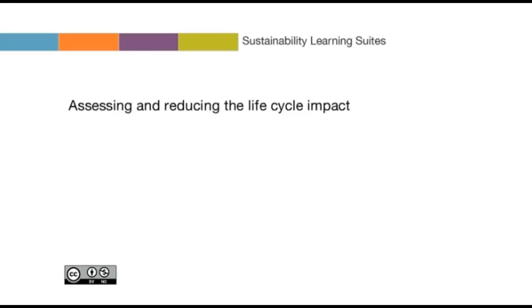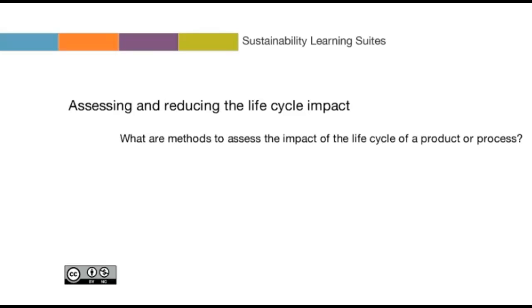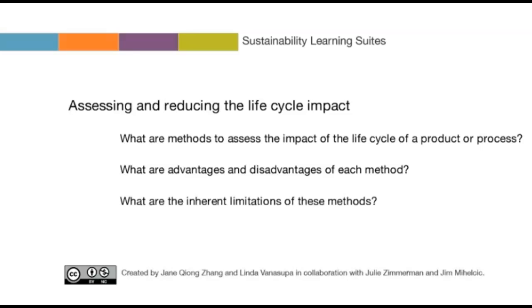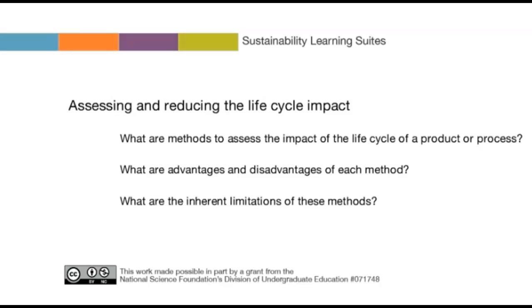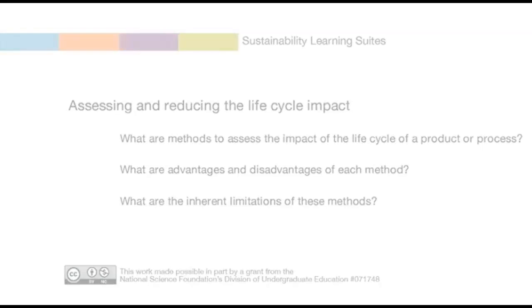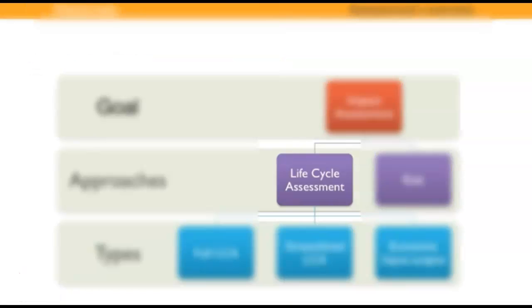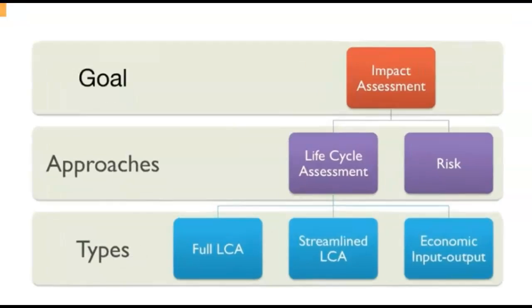Assessing and reducing the life cycle impact. What are methods to assess the impact of the life cycle of a product or process? What are advantages and disadvantages of each method? What are the inherent limitations of these methods? These are the questions that we'll look at in this video. How would we holistically assess the impact of a product or a process? There are two main approaches: life cycle assessment and eliminating risk. Let's focus on the life cycle methods.